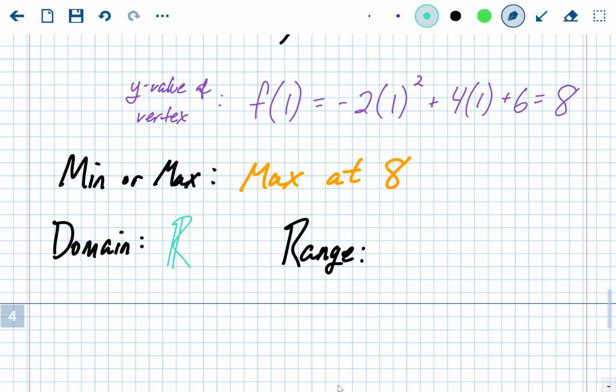There's a maximum at 8, so we're not going to get any y values that are bigger than 8. Which means all of our y values are going to be less than or equal to 8. Which is written as an inequality, or you could write it as an interval. It would be negative infinity up until 8.